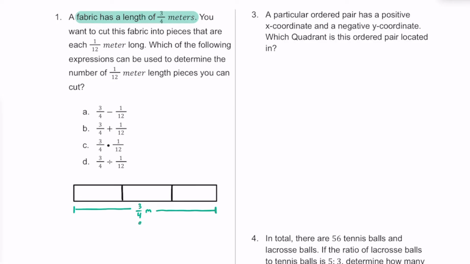And what I'm going to do next is take this 3/4 and rewrite it in terms of twelfths. So we're going to have 9/12 meters, which is an equivalent fraction, but you're going to see that that's going to be helpful if we're trying to cut our pieces into twelfths as well. And so if you go ahead and take each of these fourths and you rewrite them in terms of twelfths, then you're going to see these little pieces here. And so each of these little pieces is going to represent 1/12.